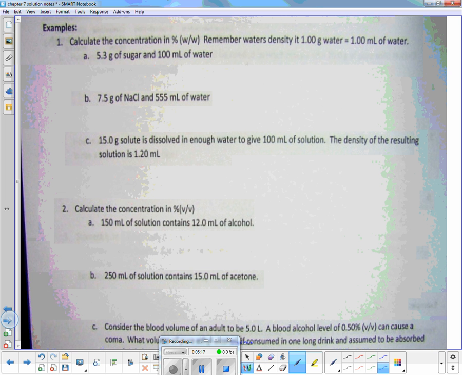Okay, so we go to the next page. We got some others that we need to do. They're doing here weight to weight. With water, I can use 1 gram per 1 milliliter, so I can really quickly set that up. I guess I put the 5.3 there. So this one would just be 7.5 grams divided by 555 plus 7.5 grams times 100. Okay, see how that works? Pretty easy.